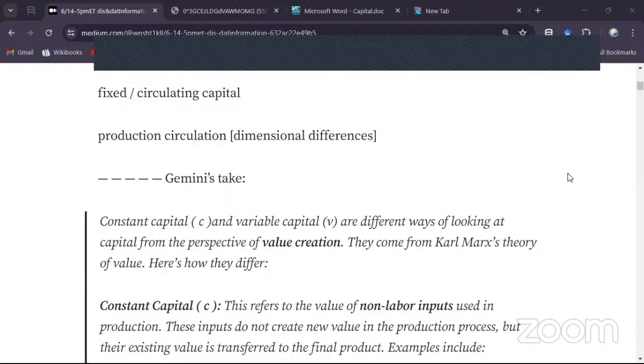They are different ways of looking at capital from the perspective of value creation. They come from Karl Marx's theory of value. Note that all economists generally do have theories of value of one kind or another. Marx has a kind of labor thing built into it, but it includes other stuff. It is not reducible to labor.